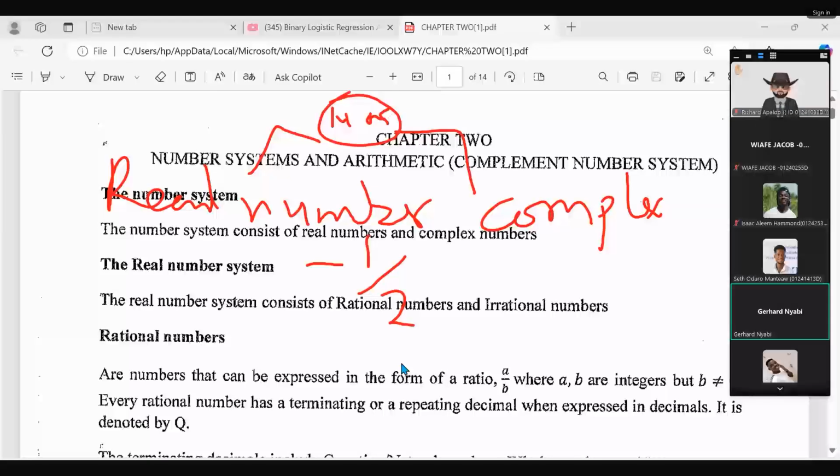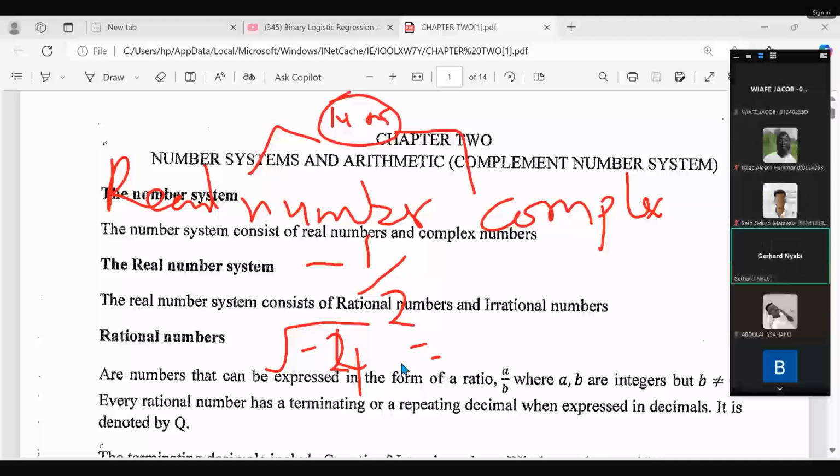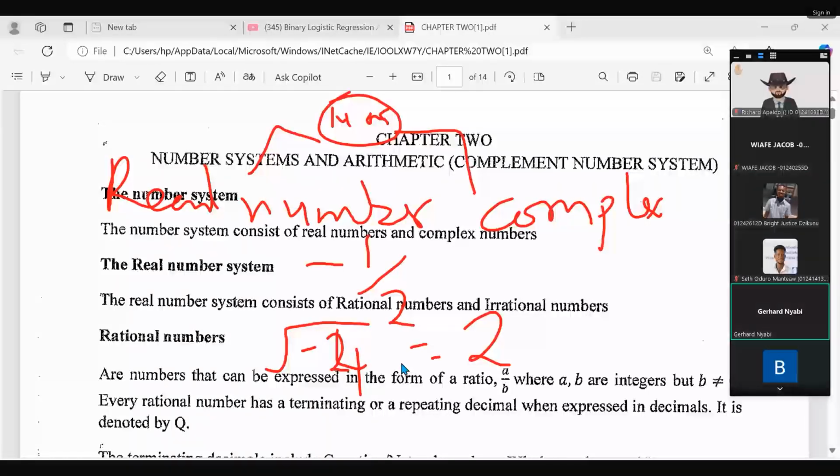You know what complex numbers are, right? Square root of negative 4, what is the answer? It is positive 2. How do you get a positive 2? Richard Apalu, you are not blocked, so you can unmute yourself anytime and talk. Richard, your hand is up. Did you decide not to talk?